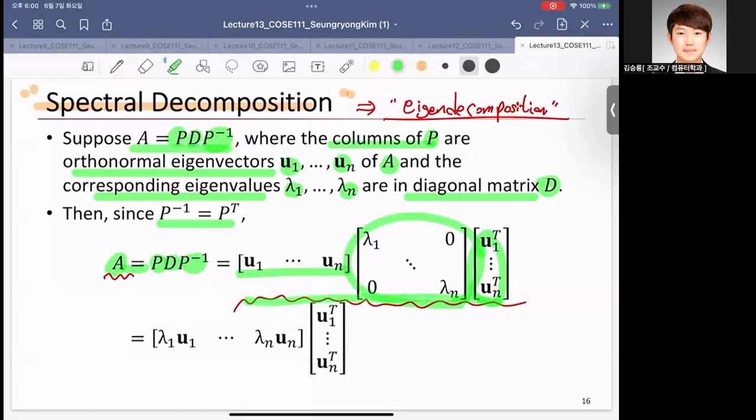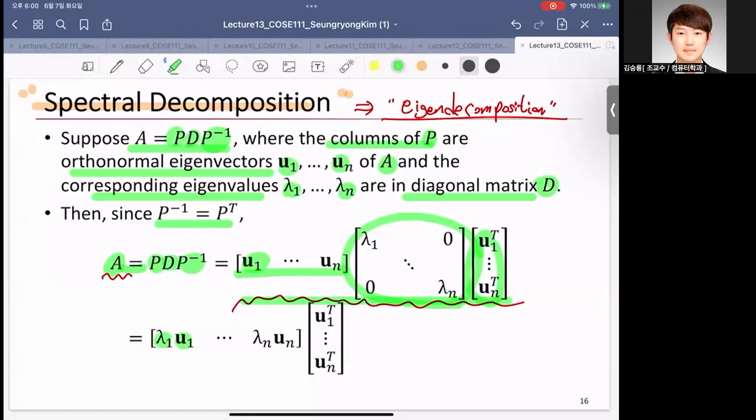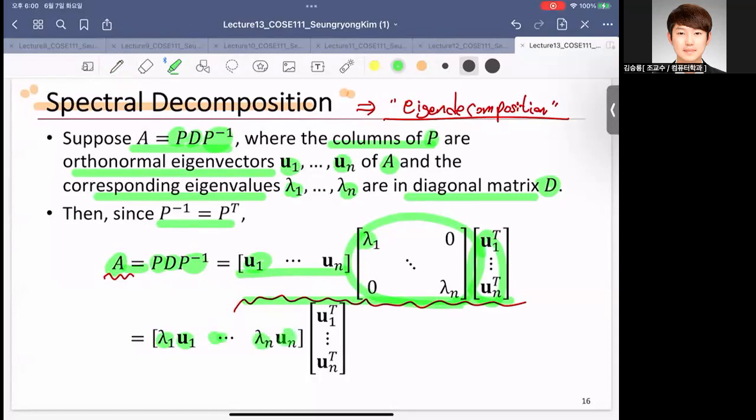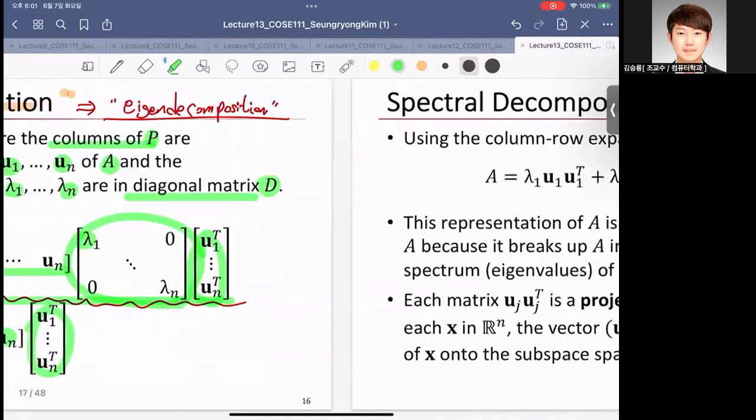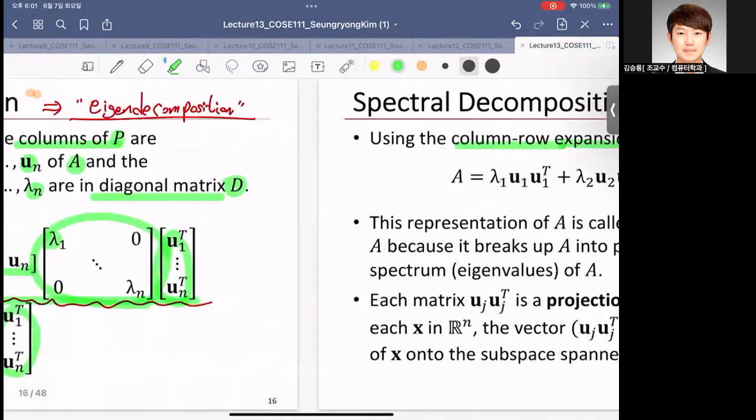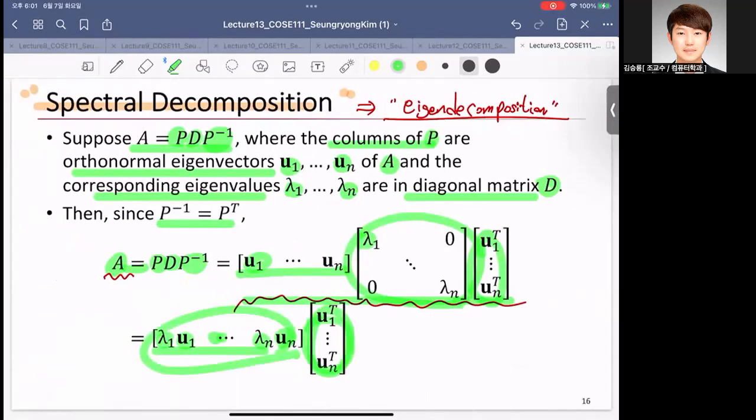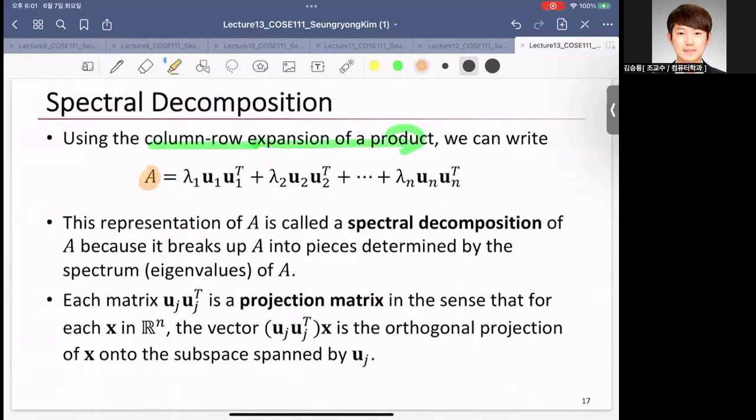Again, this one can be reformulated like lambda 1, U1 from this one, and lambda 2, U2, and lambda n, UN, times U transpose, which is P inverse. Then using the column-row expansion of the product, just by computing matrix multiplication, matrix A is going to be lambda 1 U1 U1 transpose, lambda 2 U2 U2 transpose, up to lambda n UN UN transpose. This representation of matrix A is called spectral decomposition.